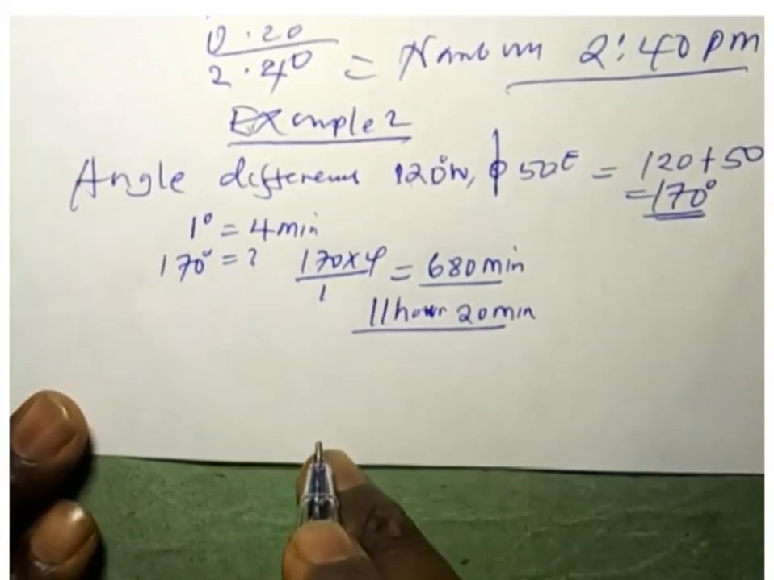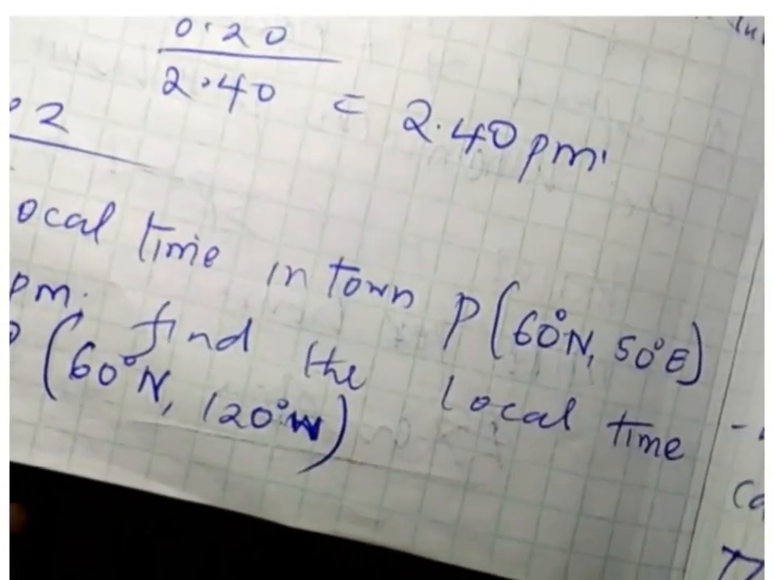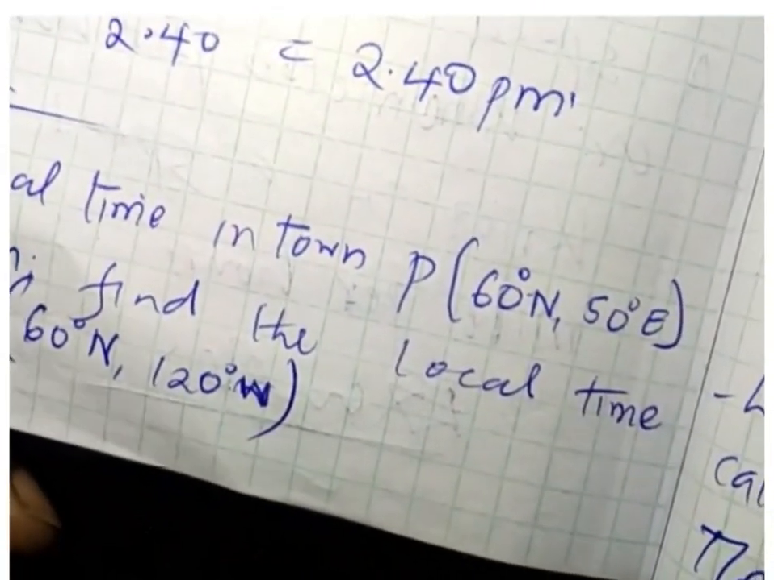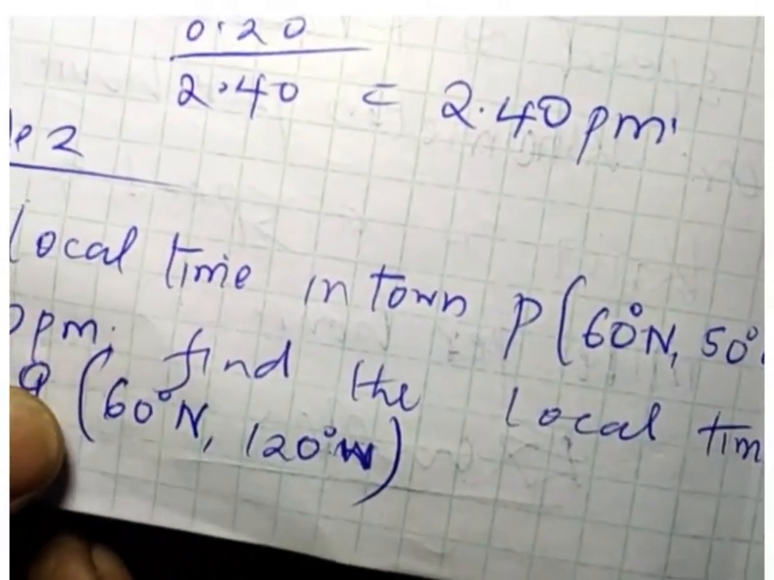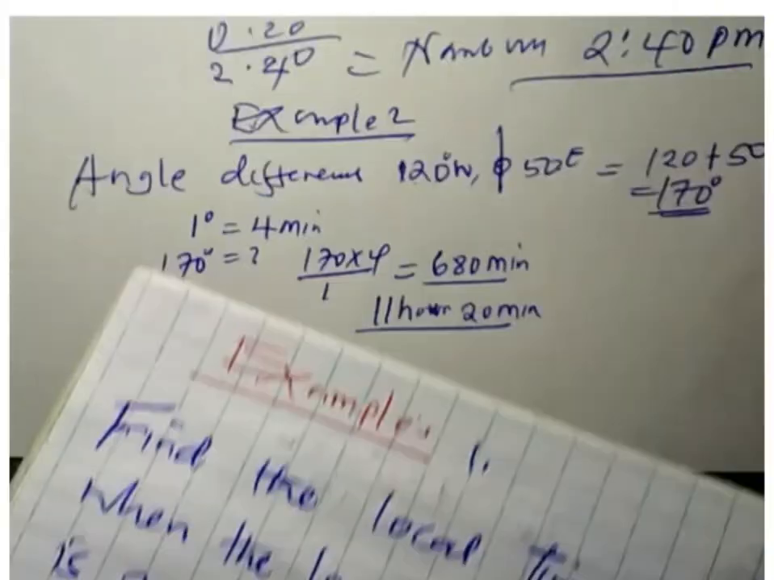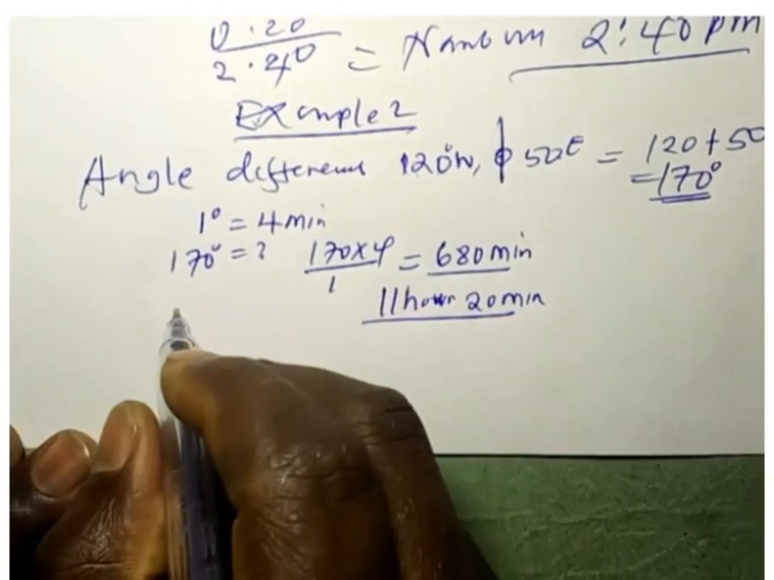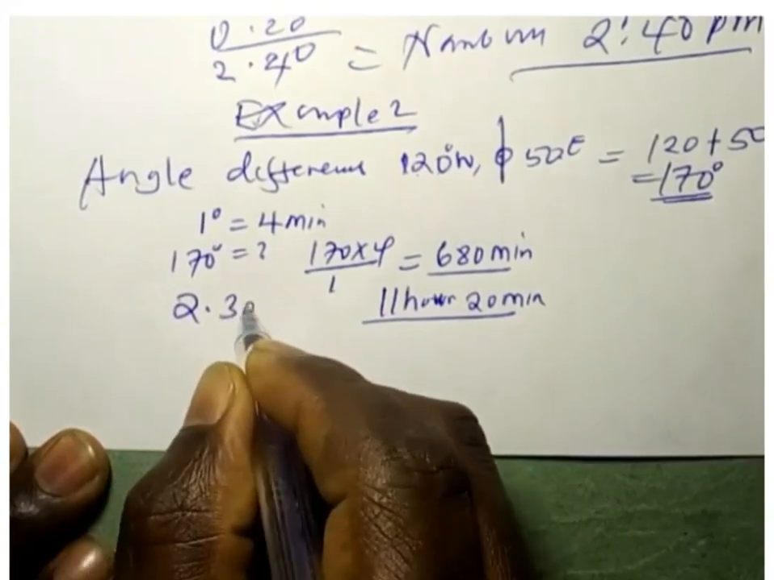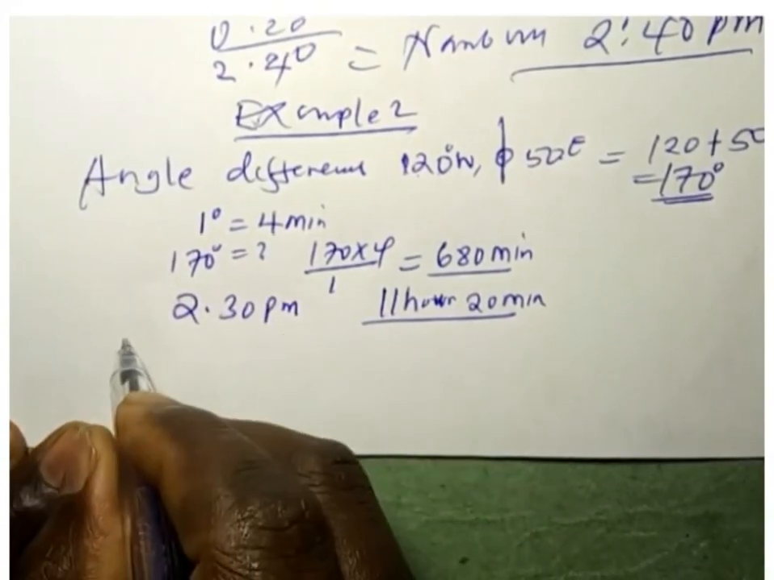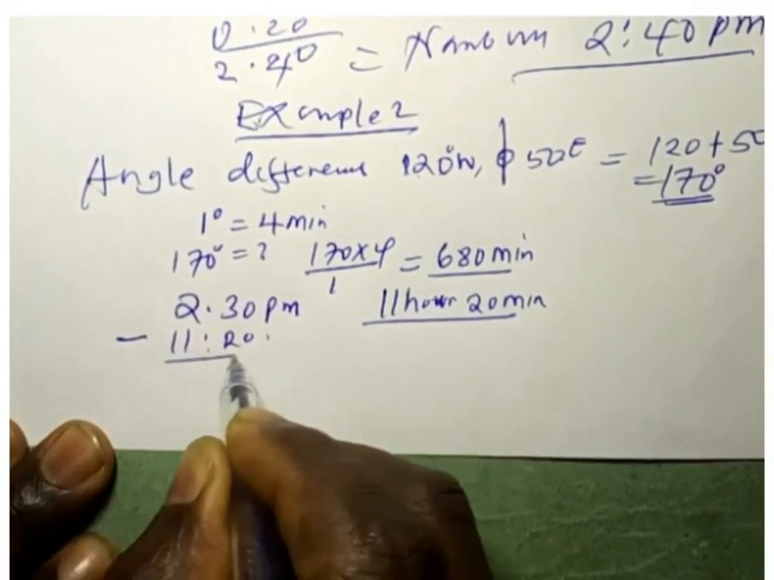But we are looking for the time to the west. The question asked for the local time in town Q, which is in the west, 120 west. From east to the west, we subtract the time. So the time there is 2:30 p.m. Now we are supposed to subtract 11 hours 20 minutes.